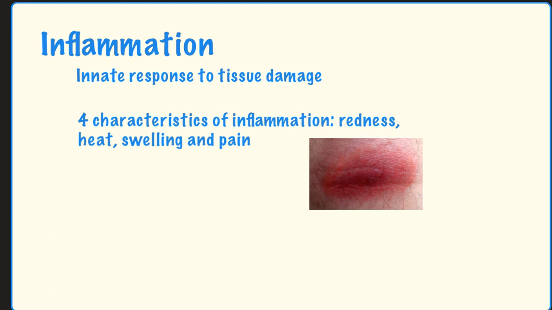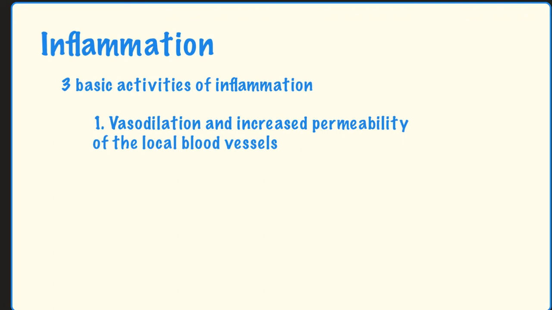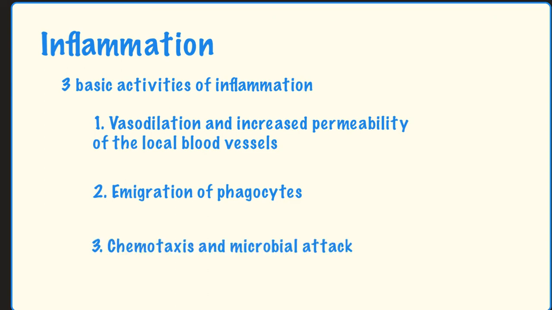The body wants to be able to keep this at that site and to prevent it from further entering into the body. So in order for this to happen, the inflammatory response actually involves 3 basic activities. They are 1, vasodilation and increased permeability of the local blood vessels. 2, the emigration of phagocytes, we just talked about phagocytes, and then 3, chemotaxis and microbial attack. So let's delve a little bit further and talk about what's really happening in each one of these 3 activities.